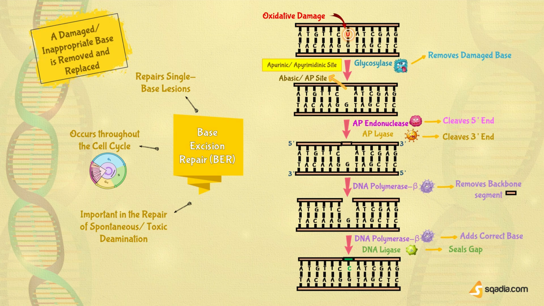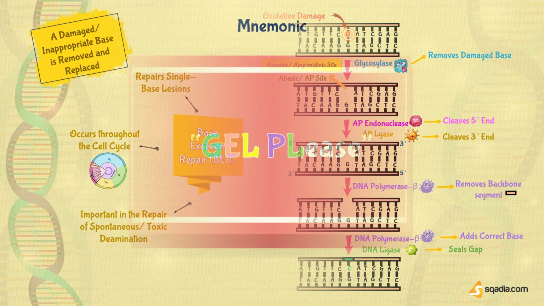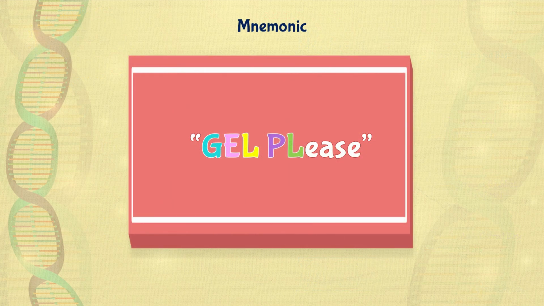Variations of this general mechanism are used to repair up to 10 damaged bases, sugar backbone, and single-strand DNA breaks. Why are you worried? Let me guess. You guys really want me to share a mnemonic to help you memorize these steps, right? So, here you go.